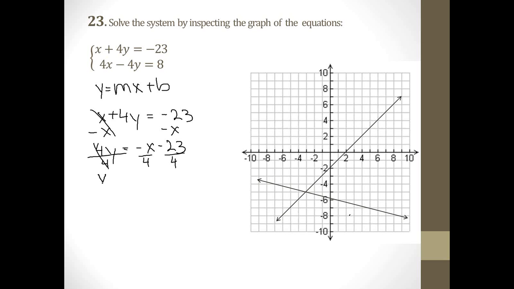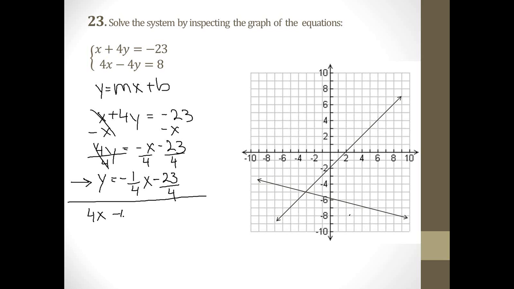You are left with y equals, and you can make it a fraction. Remember, there is imaginary 1 in front. If this looks better for you, it's fine. And 23 over 4. Remember, you always have to check if you can reduce fractions, but 23 is a prime number, so this is all you can reduce. This would be our first equation, and now let's solve our second equation.